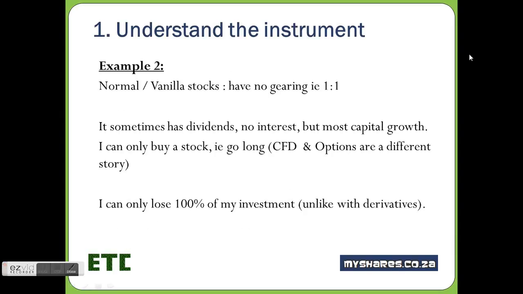Example 2 just quickly looks at normal equities. There's no gearing, so the most I can lose is 100% of the investment, which is better than derivatives where I can lose more than that. Stocks are made up of both capital growth as well as dividends received along the way, so that helps me understand it a bit better. Moves can be quite large and small on stocks. For example, penny stocks or growth stocks can move more than 100% in 1 year.